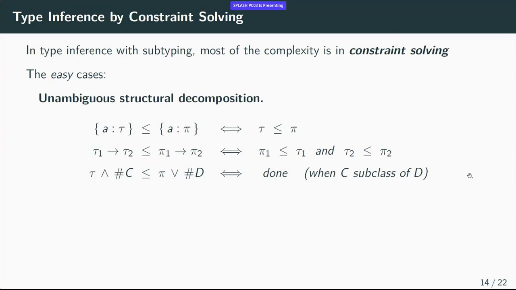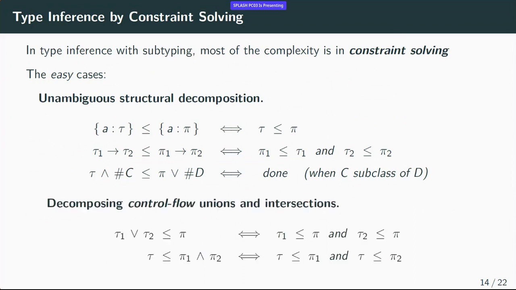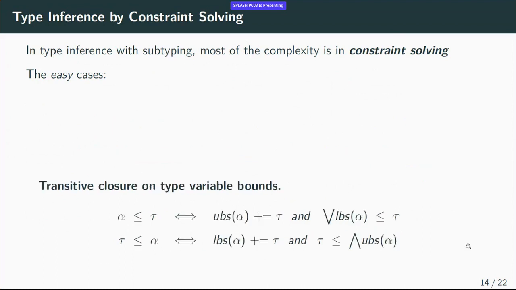And this is important for principal type inference, right? We want to have really an equivalence between these two constraints, otherwise we would lose principality. And so another easy case is when you have a union on the left, which is the same as decomposing the constraint into 2 sub-constraints, or an intersection on the right, similarly.